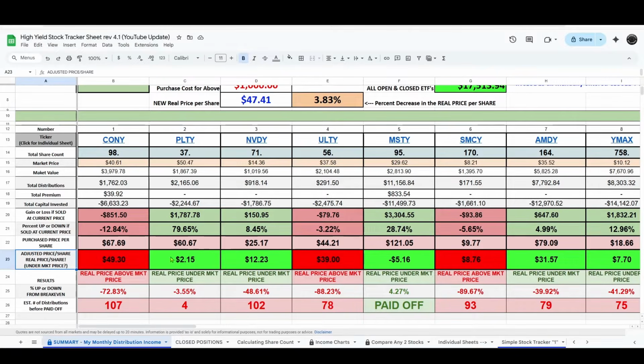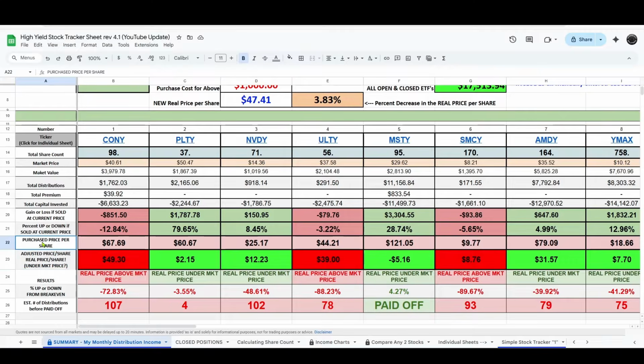And if they are green, that means that if I were to sell out of that position at the current price of that ETF, then I will actually make money, because this adjusted price per share takes into account that stock price for selling those shares and also factors in the fact that you have made some distributions over that period of time. And that's why, to me, this is the most important piece of information.